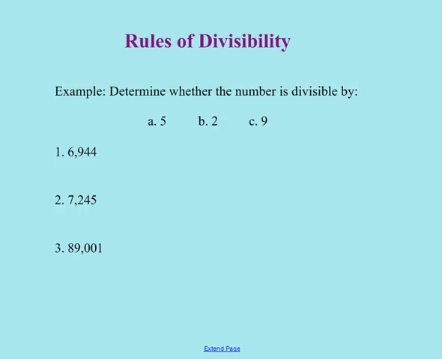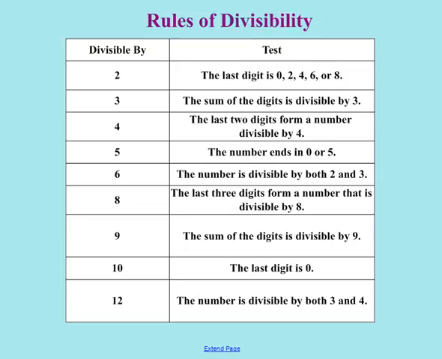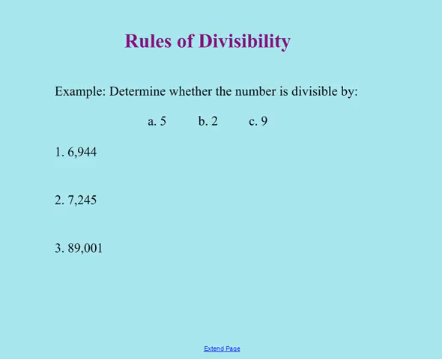Finally, let's see if it's divisible by 9. Let's go back and look at the rule of divisibility for 9. The sum of the digits is divisible by 9. So, what this means is we're going to take the sum of the digits of this number. 6 plus 9 is 15, plus 4 is 19, plus another 4 is 23. Is 23 divisible by 9? No, it's not. Therefore, 6,944 is not divisible by 9.